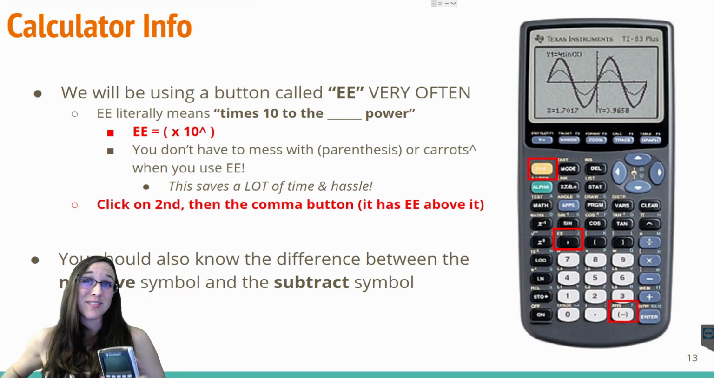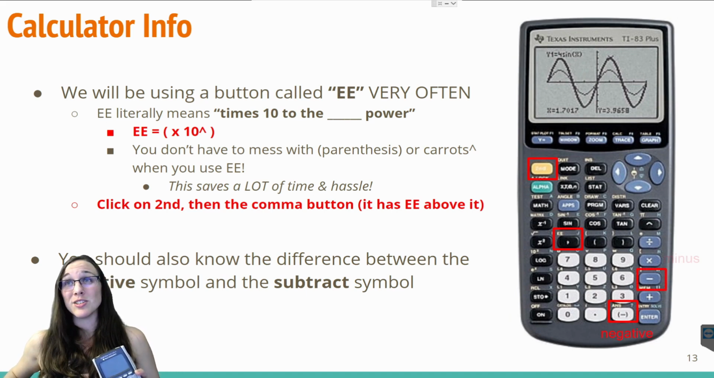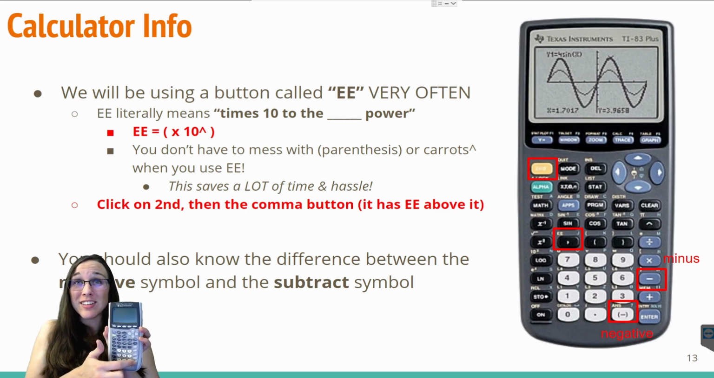In case you couldn't see it very well on my calculator, I'm also outlining it here on the calculator on the screen. So the physical minus sign to subtract one number from another is on the right-hand side of your calculator. And to say a value is negative or has a negative value, you use this bottom button here.